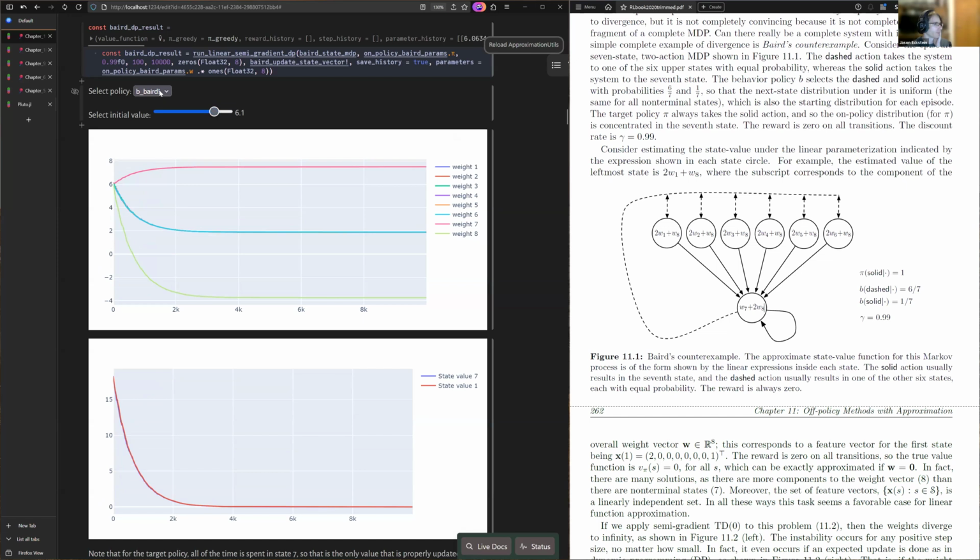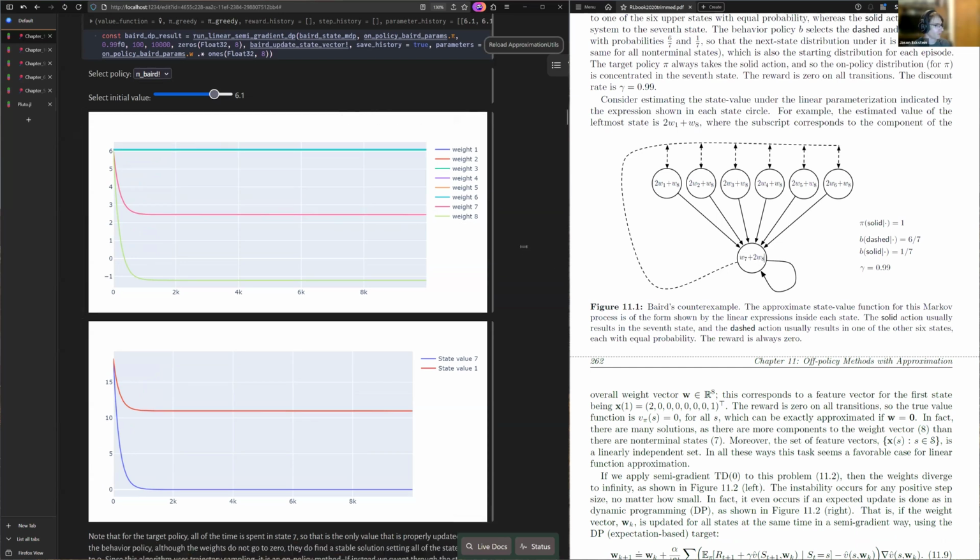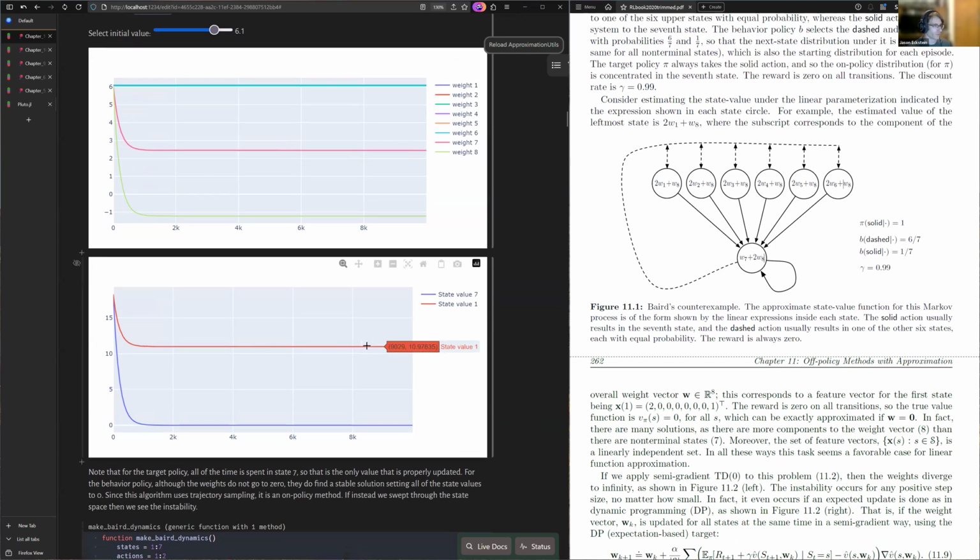Now, if I do the same thing for this policy, remember in this policy, we start out in some state and then we just end up here and stay here forever. So you can see that now one of these values hasn't converged. This value has correctly converged to 0. This is for state 7. This is the state that it's spending all the time in.